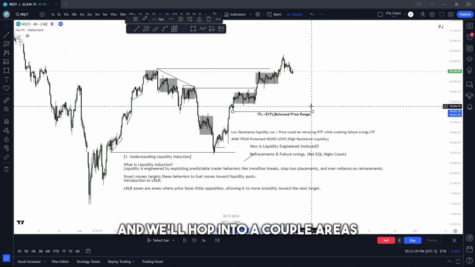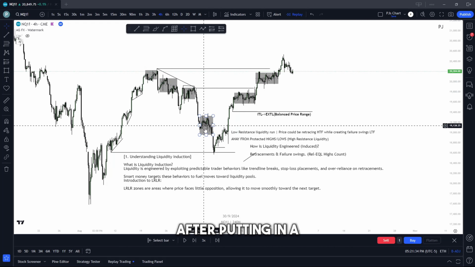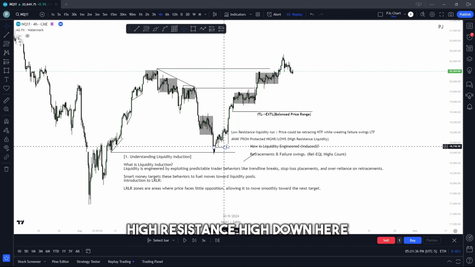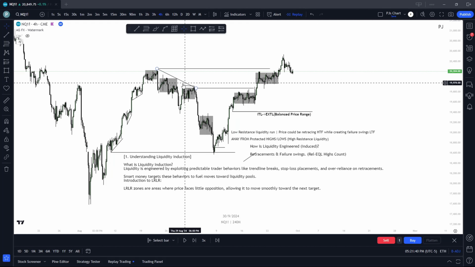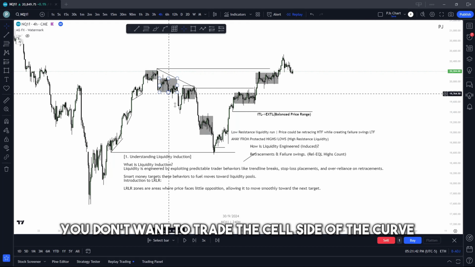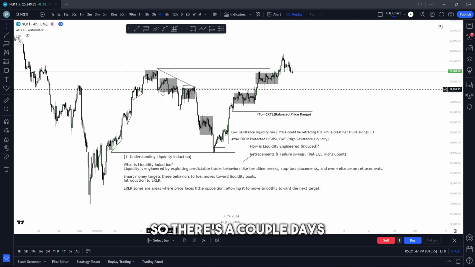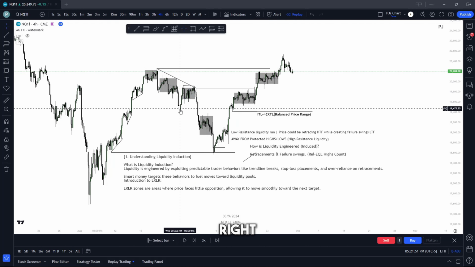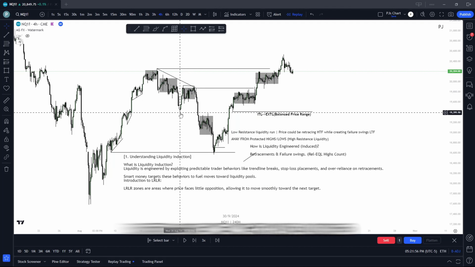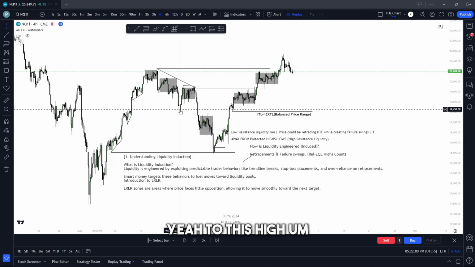We'll hop into a couple areas where you can see our low resistance liquidity run after putting in a high resistance high down here, a high resistance high here, as well as even up here. You don't want to trade the sell side of the curve or the manipulation lower. I understand this is a 4-hour chart, so there's a couple days. You can find trades inside of here, even maybe this low into here, which I'm pretty sure we might have longed. I'll have to look back, but yeah, with that big inwog, to this high.